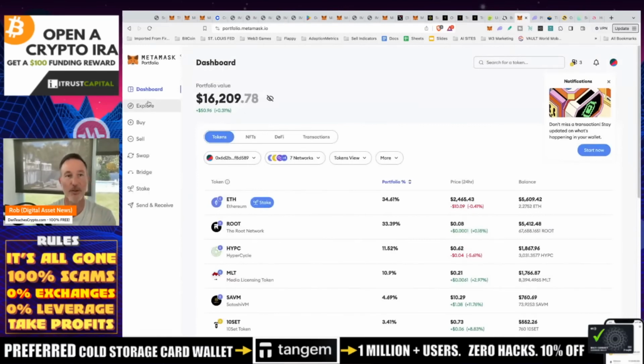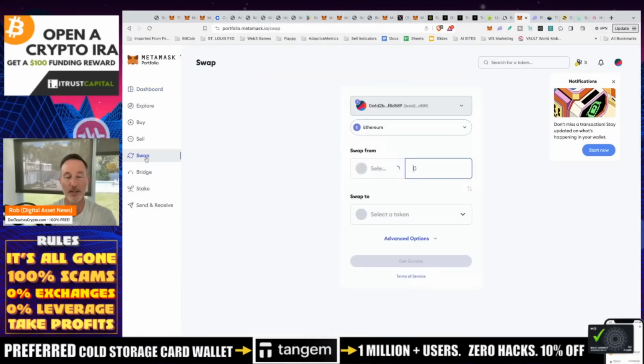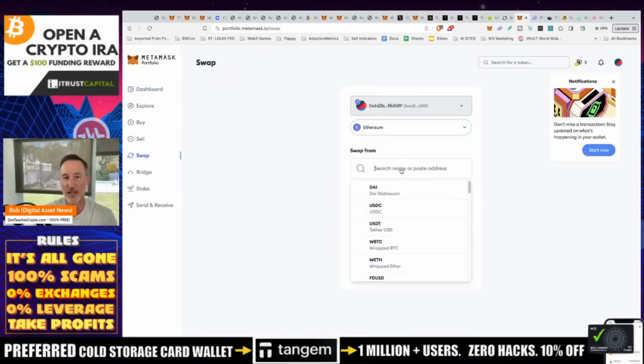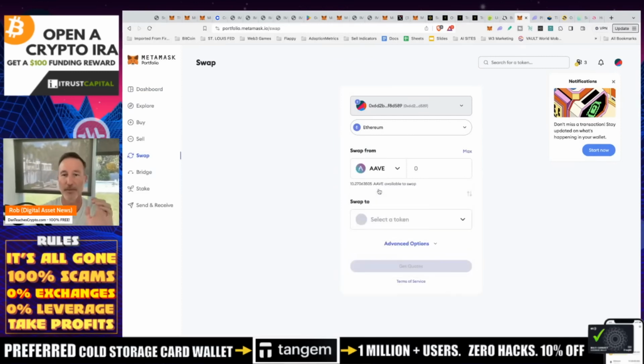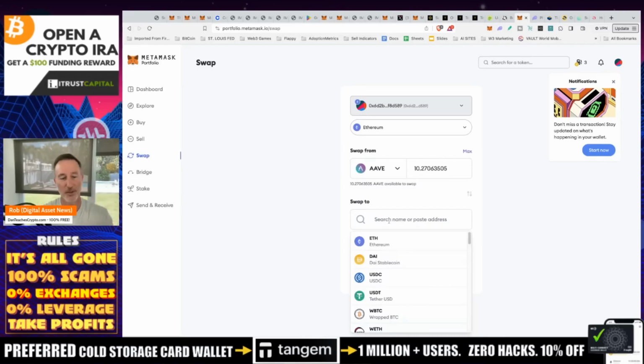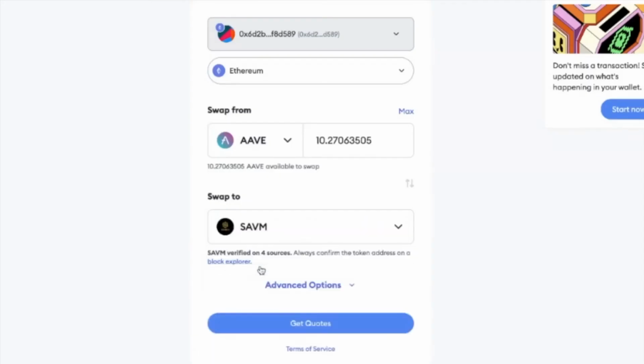So here, I'm in the portfolio of MetaMask. I'm going to click on swap. I just think it's easier this way. I'm going to click on ETH. I'm going to look for Aave, and I'm going to put max, select the token, and do the same thing. I'm going to paste in that Satoshi VM. There's advanced options. I'm not going to go with that one because I don't want to confuse everybody.